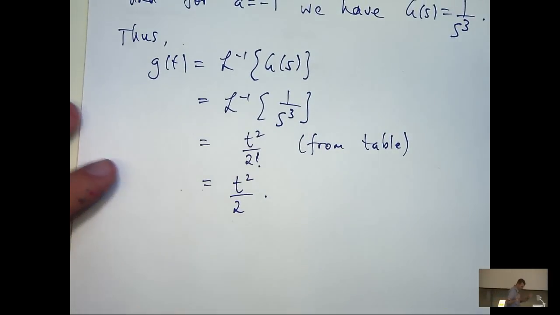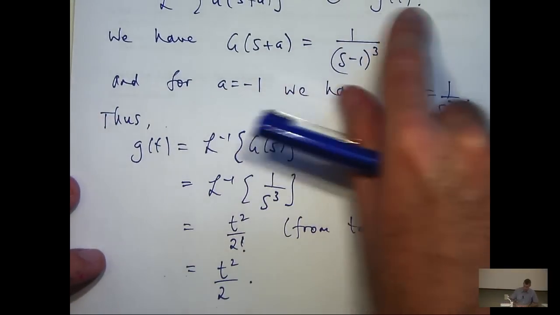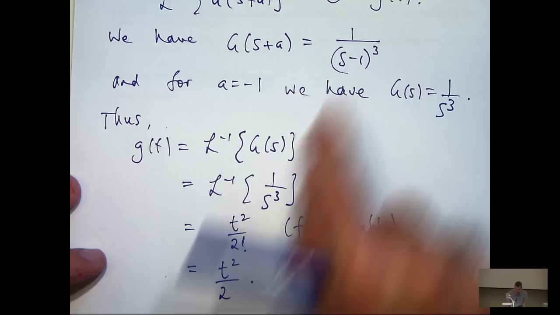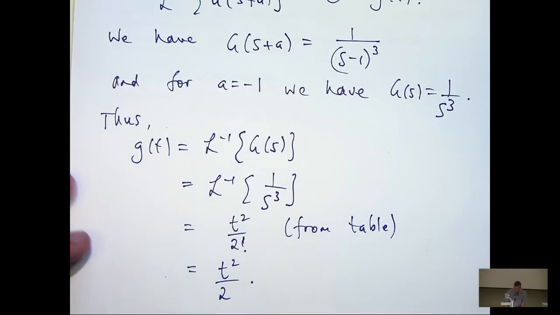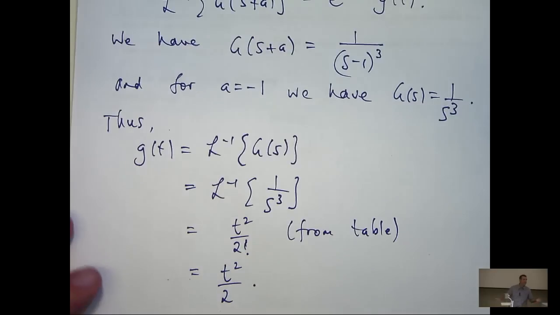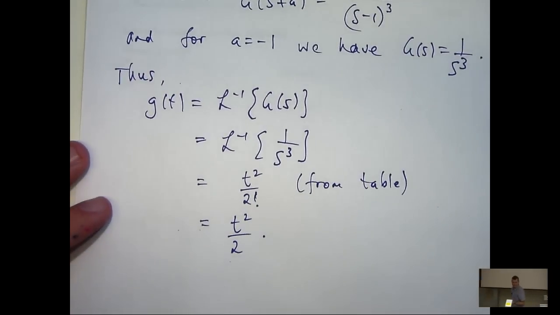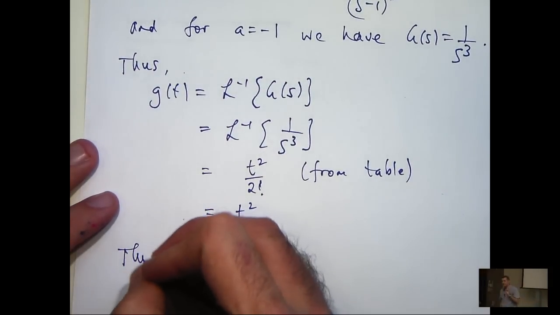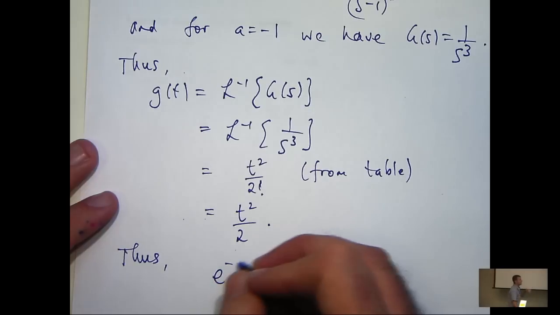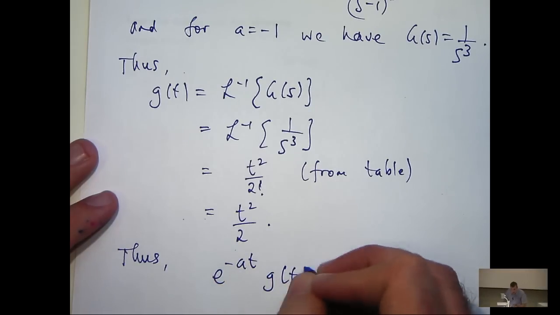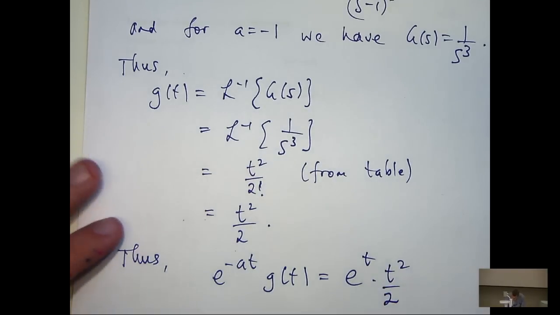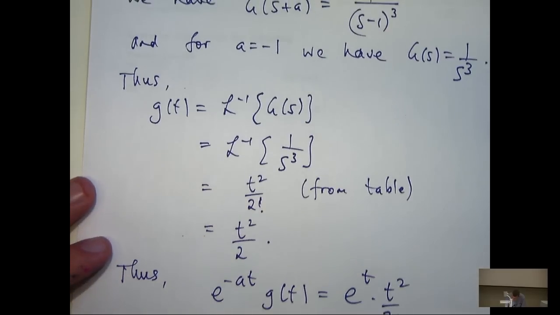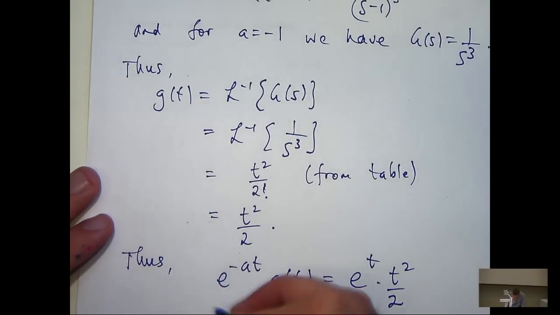Okay, so where to now? To form this right-hand side, I just take what I've just calculated and multiply it by e to the minus at. So in this case, e to the t times this. And so, by the first shifting theorem, we can say the following.